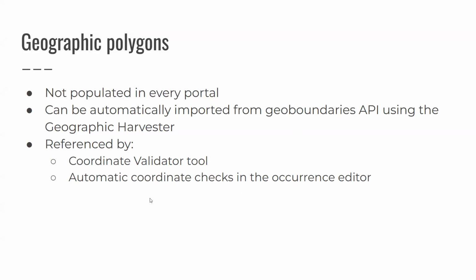And these polygons are referenced by the coordinate validator tool, which we talked about, I think, one or two months ago. That's a new tool available in Symbiota 3.4. And that's what is allowing those automated coordinate checks in the occurrence editor. Like I was mentioning before, if you enter a certain value in county and then you georeference the record outside of the boundaries of that geoterm, then it's going to be like, hey, are you sure you want to put that coordinate there? Because that's not in the right county according to what you've put into the county field.